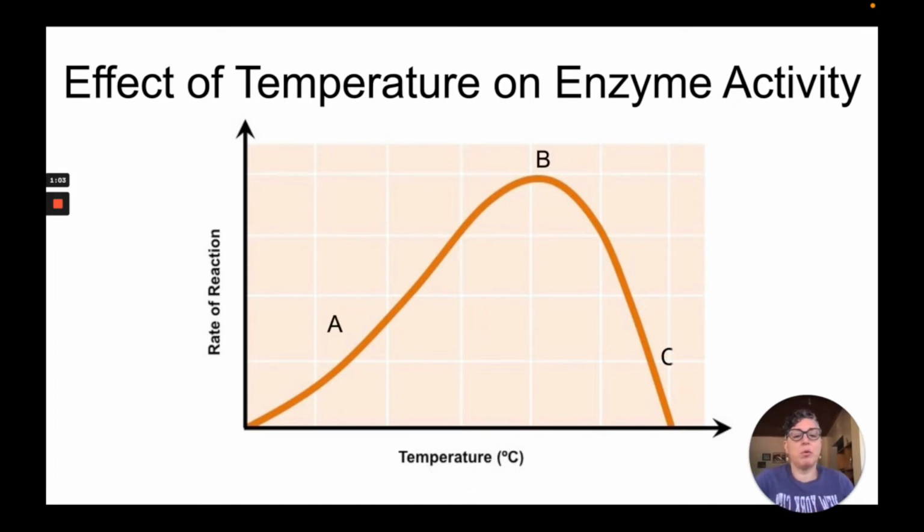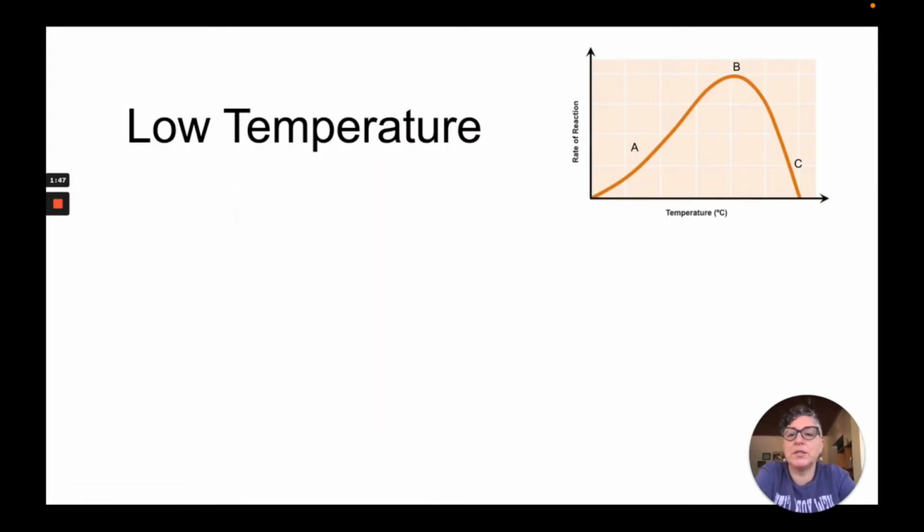Now there are 3 points on this graph that we're going to discuss. We will discuss the slope at point A, we will discuss the peak at point B, and we will discuss the slope at point C. And typically, any enzyme, no matter what temperature it works best in, is going to have a graph that looks similar to this. Okay, so let's first start talking about low temperature.